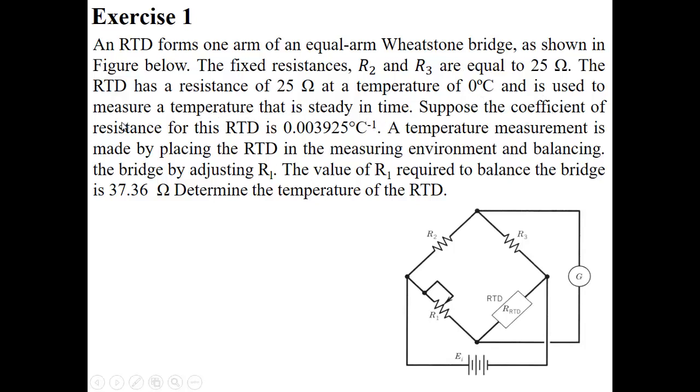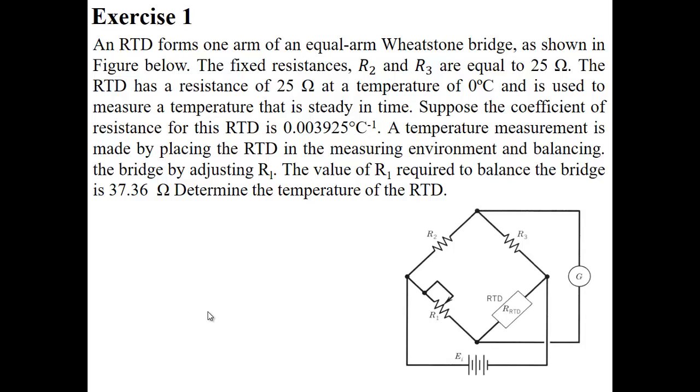Suppose your alpha, the temperature coefficient of resistance for this RTD, is 0.003925 per degree C. A temperature measurement is made by placing the RTD in a measuring environment and balancing the bridge by adjusting R1. The value of R1 required to balance the bridge is 37.36 ohm. So determine the temperature of the RTD. This is an example of a question that might come up in your final.